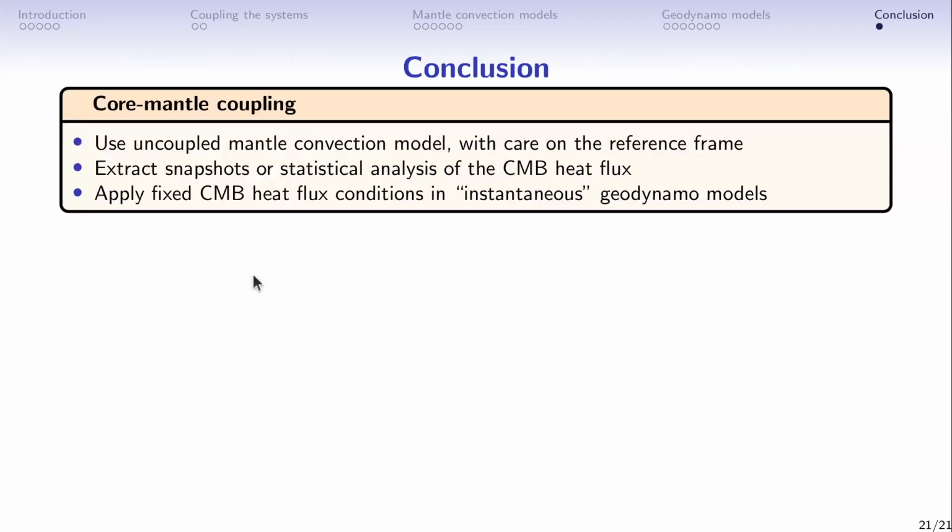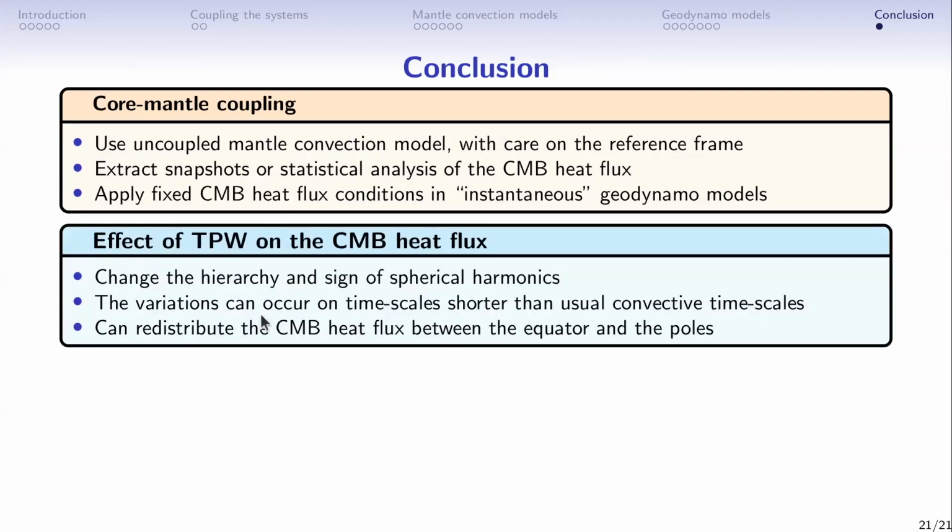So to conclude, we tried to couple core and mantle dynamics by using mantle convection models and rotating the outputs in the correct reference frame for the core. From these mantle convection models, we extract snapshots or we do statistical analysis of the core-mantle boundary flux, and we apply fixed core-mantle boundary flux conditions in geodynamo models. We find that true polar wander can change the hierarchy and the sign of spherical harmonic coefficients of the core-mantle boundary flux. The variations can occur on timescales that are shorter than the usual convective timescales. And importantly, it can notably redistribute the flux between the equator and the poles.